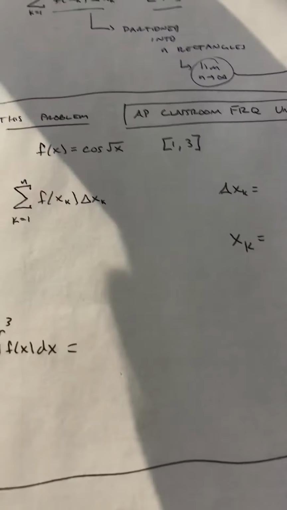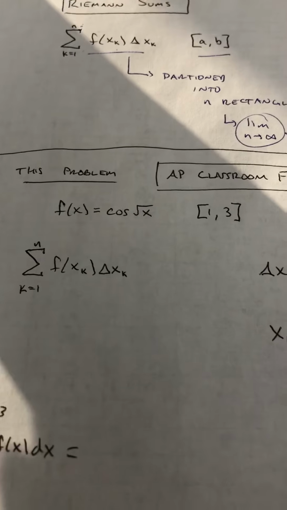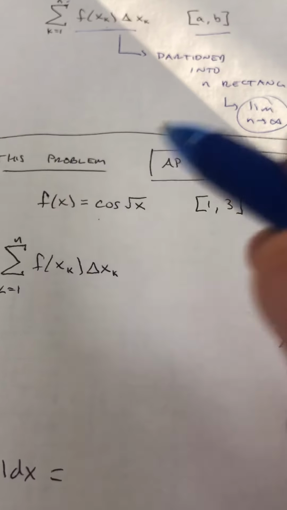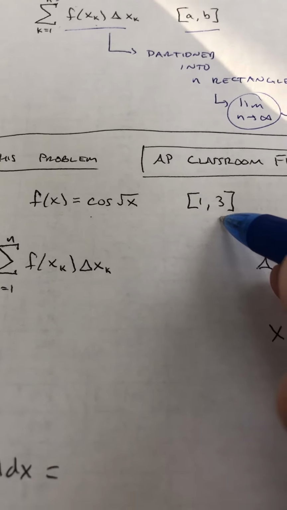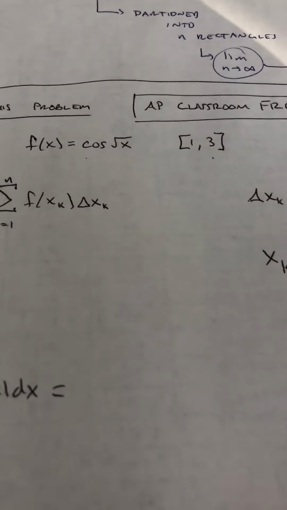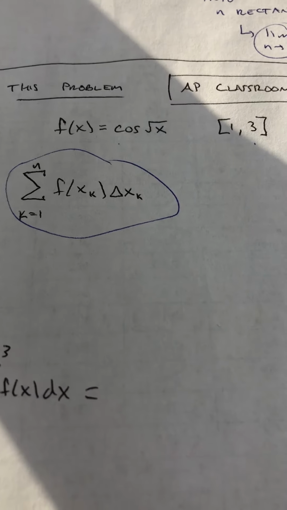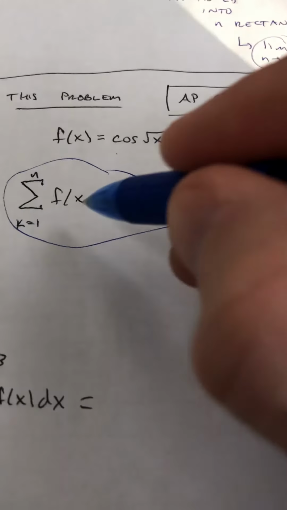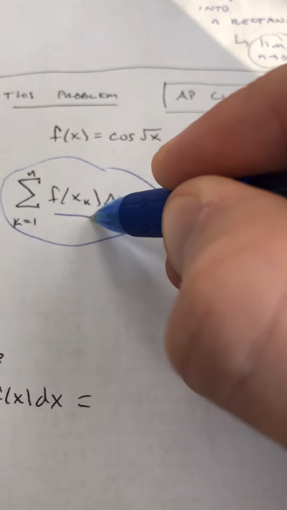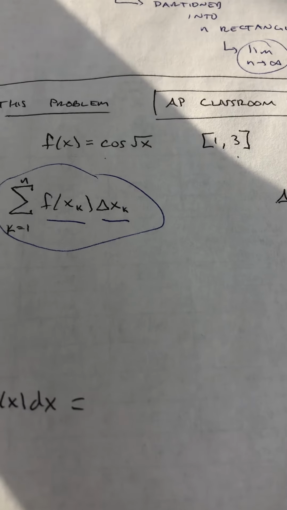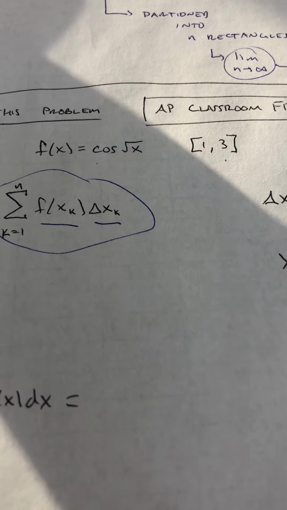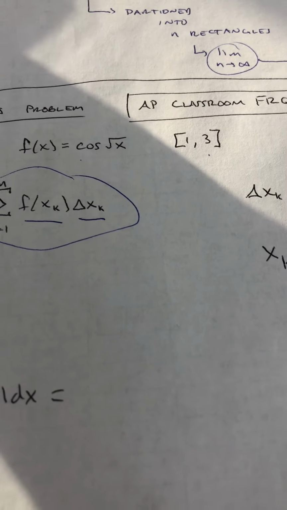So let's look at this specific example. From this problem, our function is f of x equals cosine of the square root of x over the interval from 1 to 3. I just copied our Riemann sum formula from above. We need to figure out what delta x and f of x are. The k is just some arbitrary x value. So let's do delta x first.